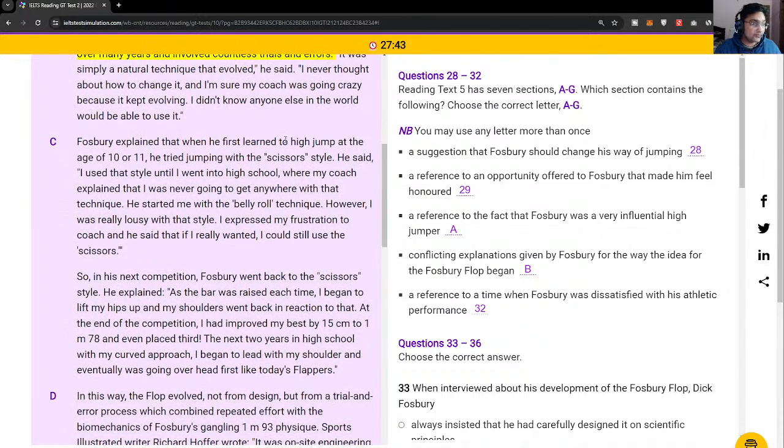Fosbury explained that when he first learned to high jump at the age of 10 or 11, he tried jumping with the scissor style. He said, I used that style until I went to high school, where my coach explained that I was never going to get anywhere with that technique. He started me with the belly roll technique. However, I was really lousy with that style. I expressed my frustration to the coach.